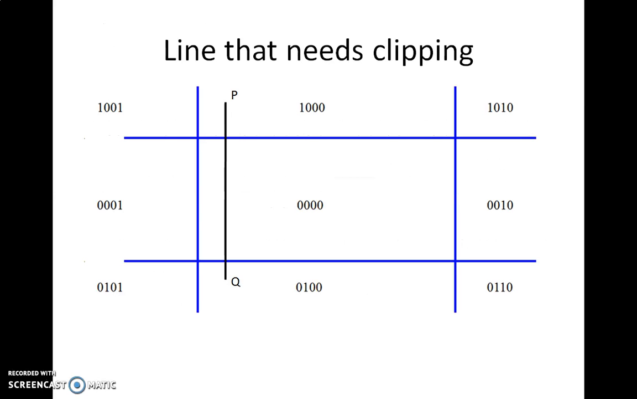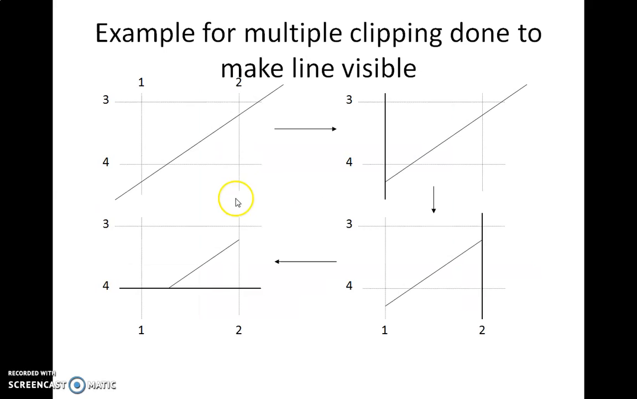So here if you see, this is the line that we said, P and Q. This needs clipping. So here if you see, P is here, Q is here. So this needs actually clipping. So here if you see, this line is something like this. So this line has been clipped and finally we get the visible part of it.